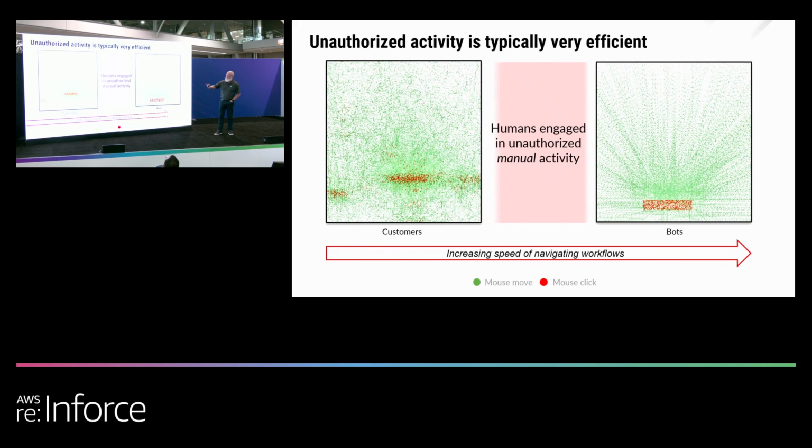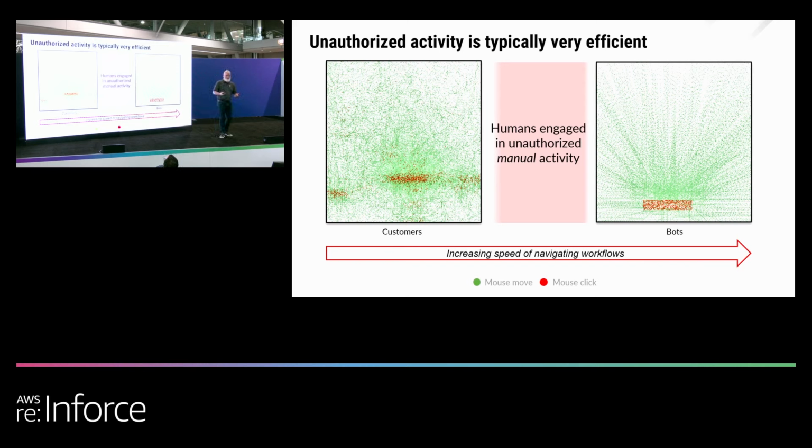Now, if we look at this left to right at speed of navigating a workflow, we see that the manual fraudsters are more efficient than the customers. They're less efficient than bots. Let me explain what I mean by that.